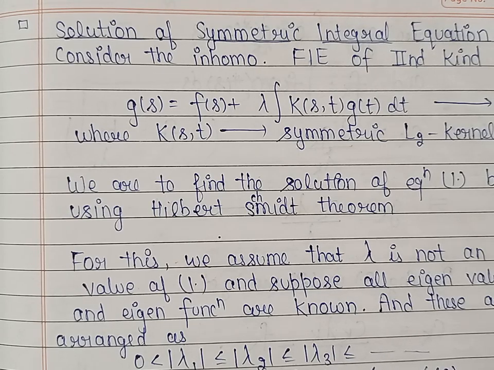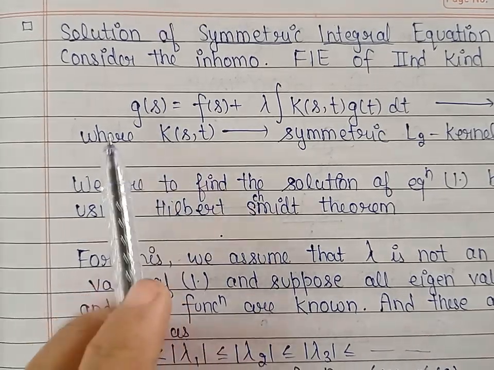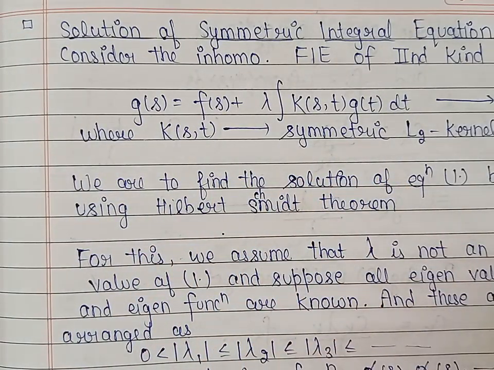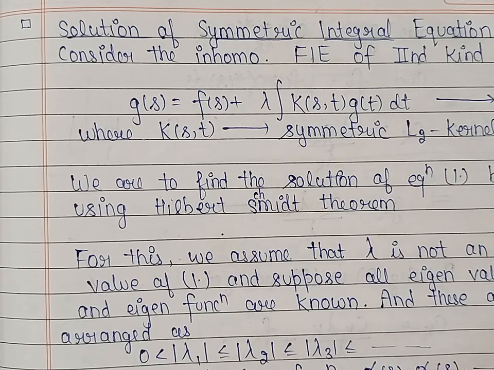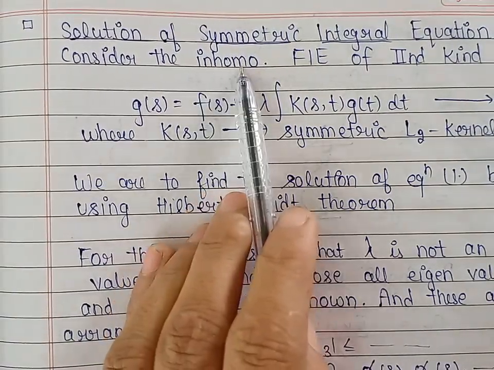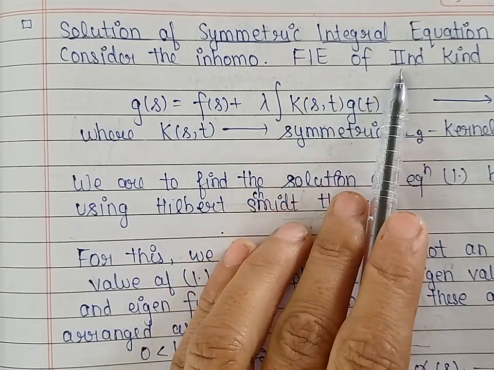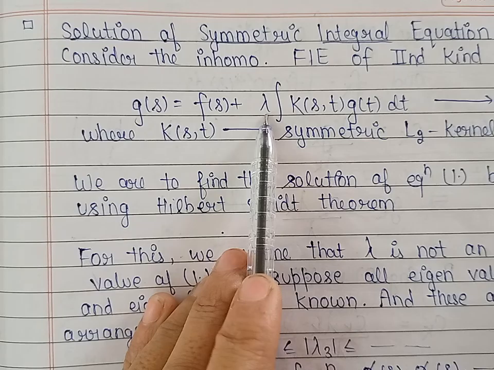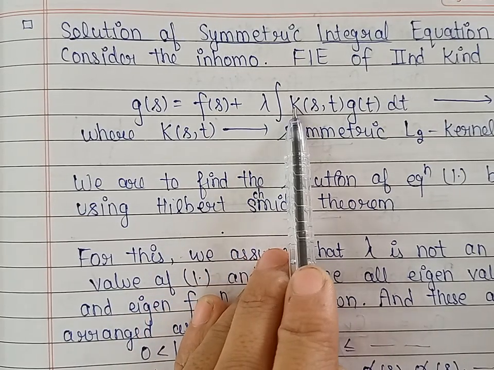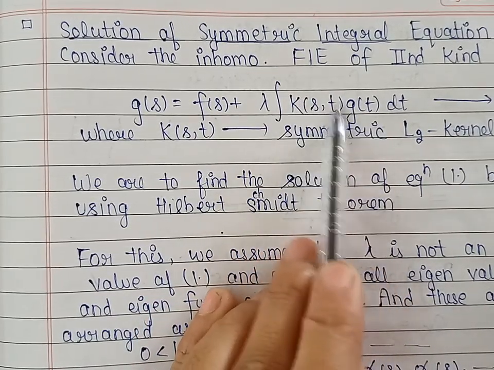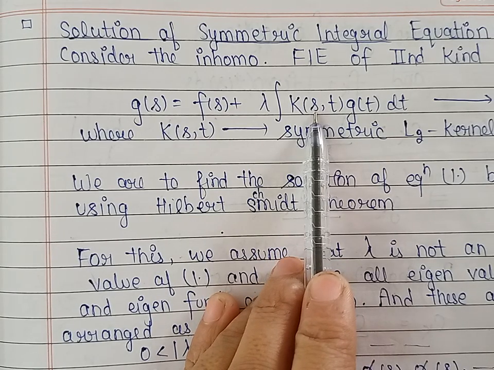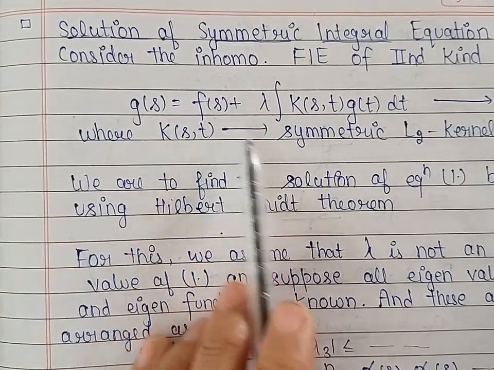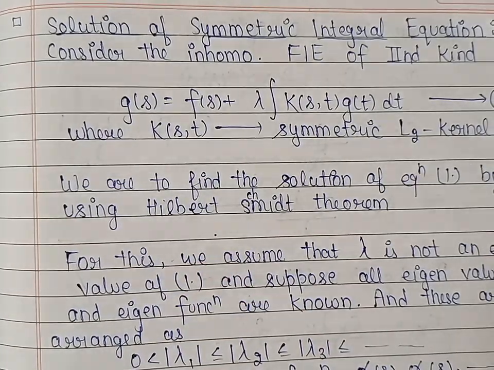Good morning, students. Our topic today is the solution of a symmetric integral equation with the help of the Hilbert-Schmidt theorem. We are given an inhomogeneous Fredholm integral equation of the second kind, g(s) = f(s) + lambda integral K(s,t) g(t) dt. Here K(s,t) is a symmetric square integrable kernel. We will find the solution of this integral equation by using the Hilbert-Schmidt theorem.